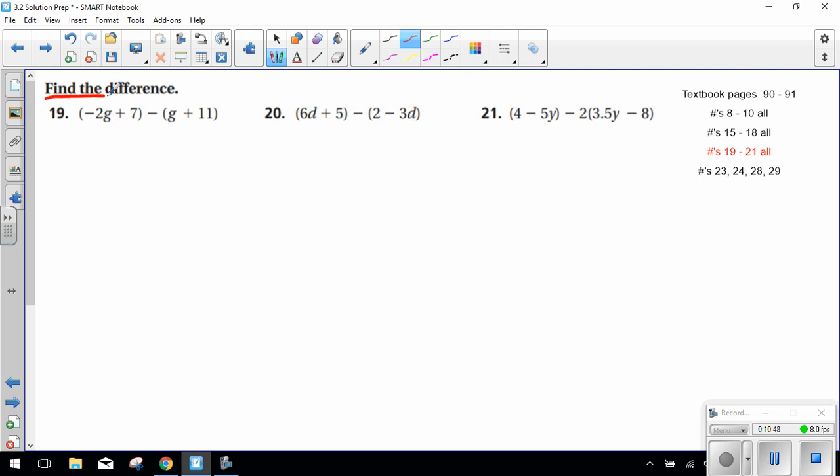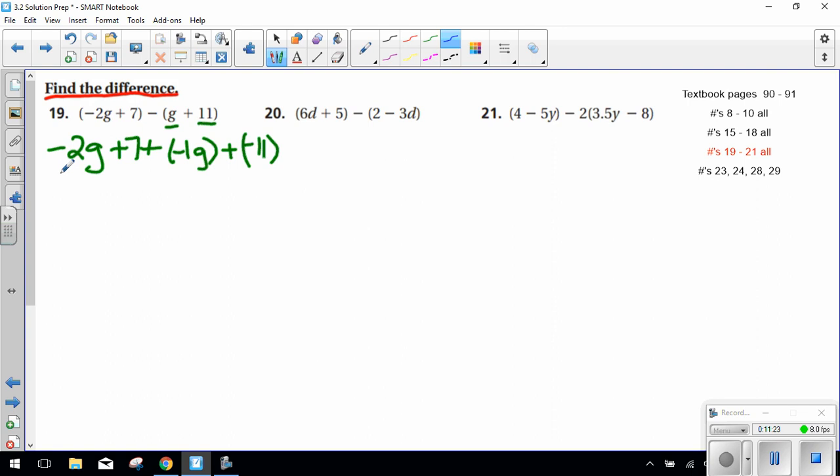So now we're going to find the difference. So remember, for all of these, we're going to distribute, we're going to change everything on the inside. So let's begin. So I get keep negative 2g plus 7. I'm going to make this a plus, and then these are going to become opposites. So I get negative 1g plus negative 11.